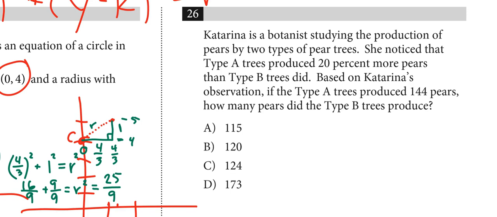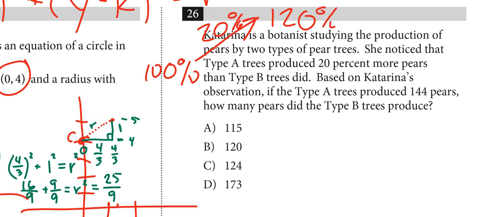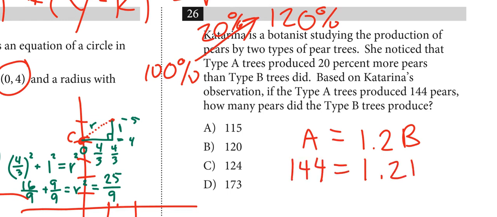She noticed that type A produced 20% more pears than type B. Okay, remember that whole 100%? If we go up by 20%, that's 120%. So, she noticed that type A produced 20% more than type B. Based on Katerina's observation, if type A produced 144 pears, how many pears did type B produce?